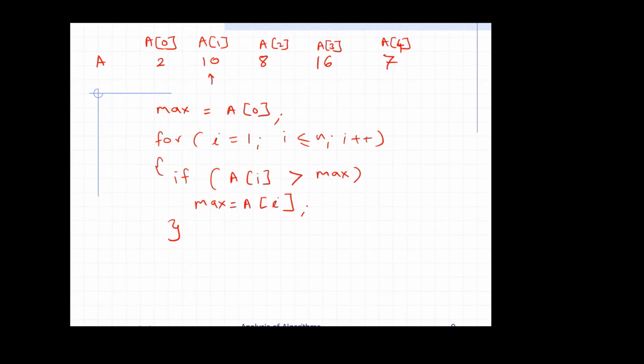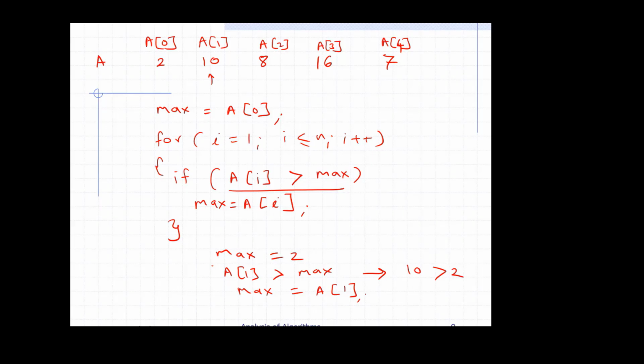So when we run it for the first time, this max is equal to 2. Next time, my i is equal to 1. So we are going to compare max with A of 1. So we are going to check if A of 1 is greater than max. Yes, 10 is greater than 2, right? 10 is greater than 2. So we are going to swap. So now my max becomes A of 1.